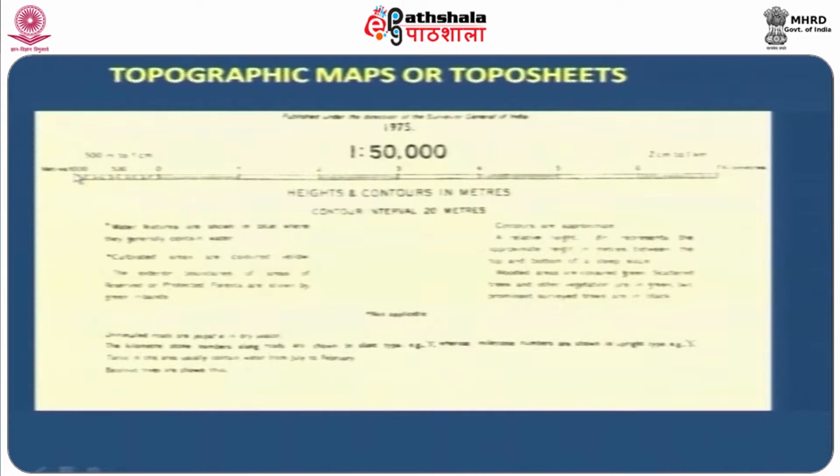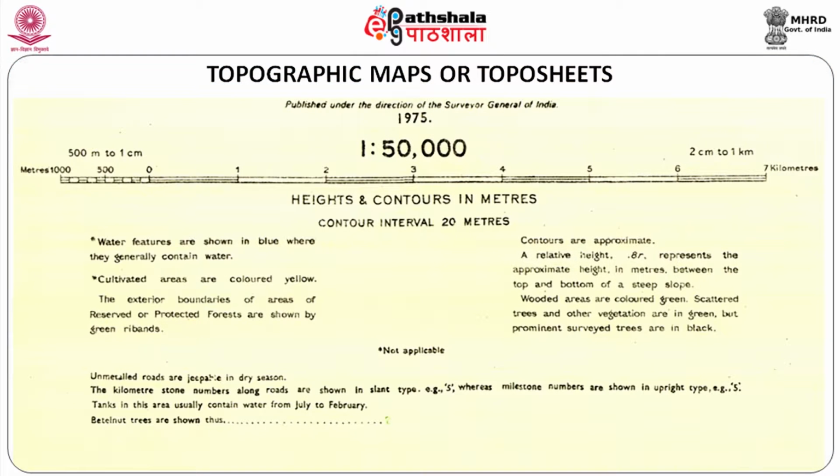And you find the very important scale factors. Of course, we will see the scale details later. Everything is indicated in meters, the heights, the contours, and the interval is also given as 20 meters. Of course, water bodies in blue colors, and all these details you can get here. So all these things represent a part of your legend here.